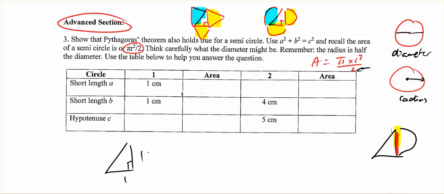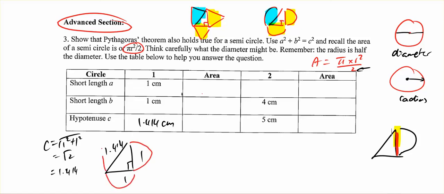Okay, that's pretty simple, because I know that the hypotenuse side, or C, is given by the square root of 1 squared plus 1 squared. 1 squared is 1, 1 squared is another 1, 1 plus 1 is 2, so that's the square root of 2, which equals 1.414 on the calculator. So this side length would equal 1.414 centimeters. Okay, now my task is, I want to draw semicircles around these sides, because I want to check whether this semicircle plus that semicircle equals the semicircle of the longer side.